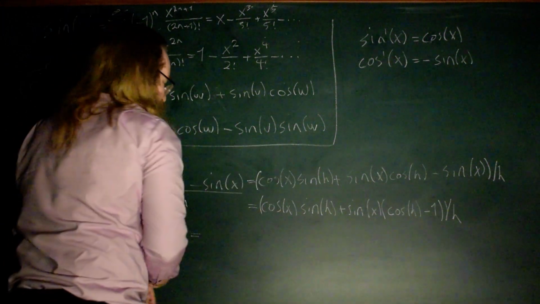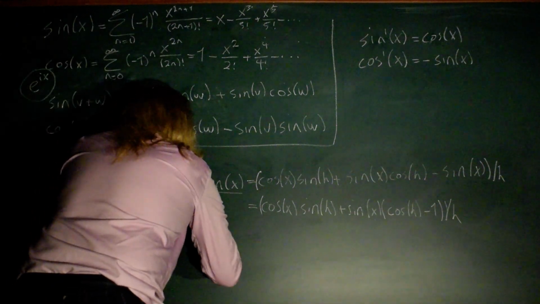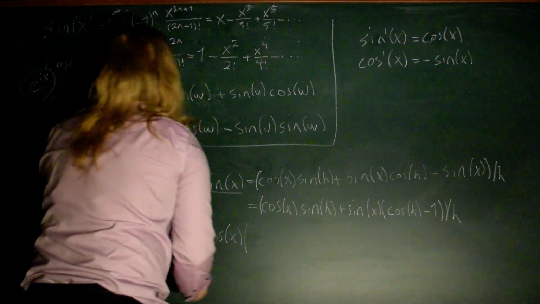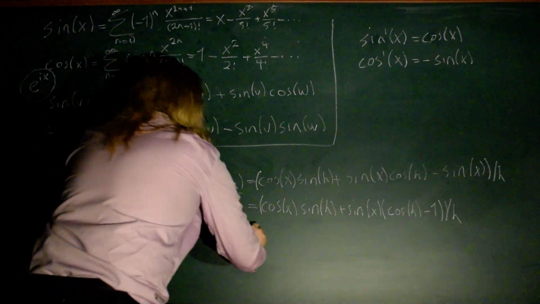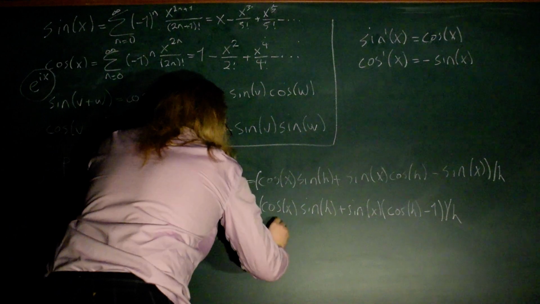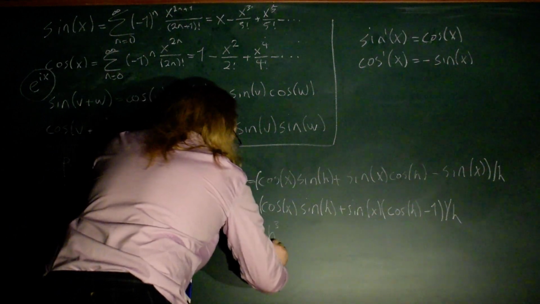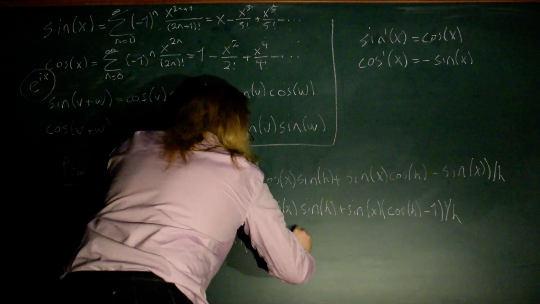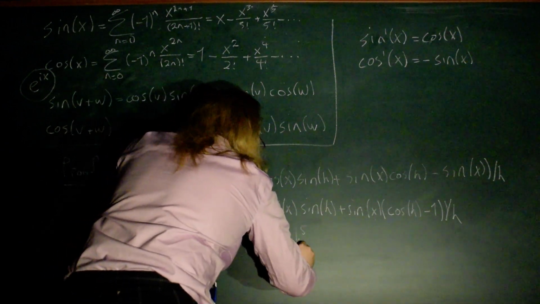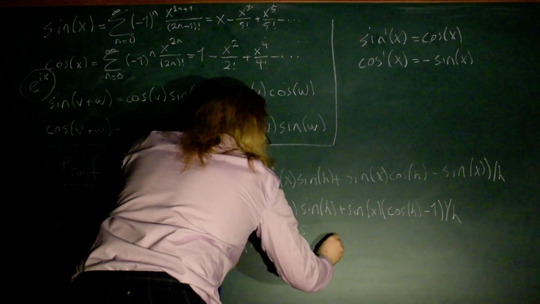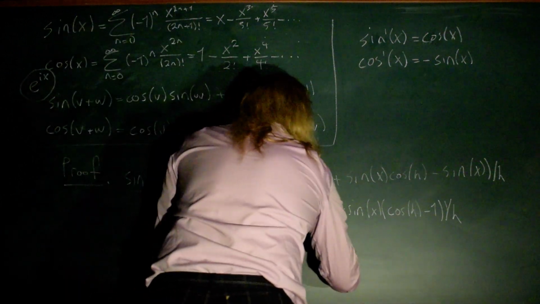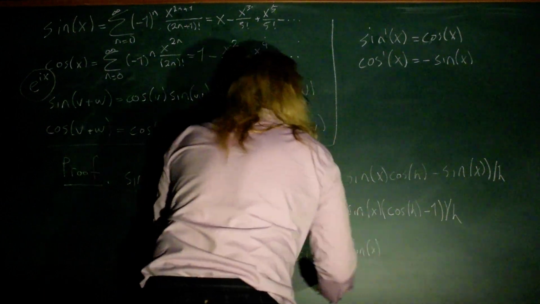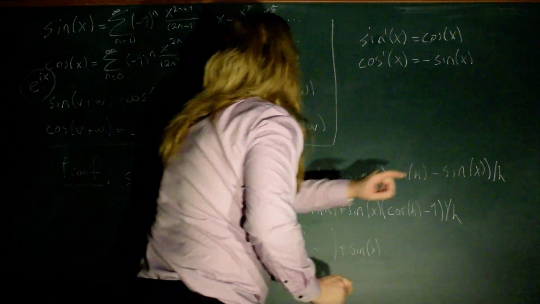I think I'll need a little bit more space. And I'll get cosine of x here. And then for the sine of h, we will write this thing. So it's going to be an h minus h to the power 3 divided by 3 factorial plus h to the power 5 divided by 5 factorial minus and so on. There we go. And then we go plus sine of x, and then we take cosine of h minus 1.